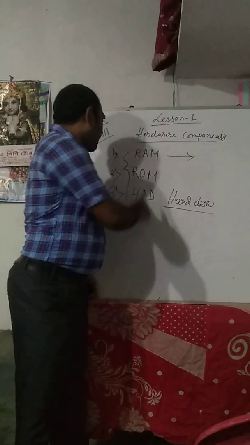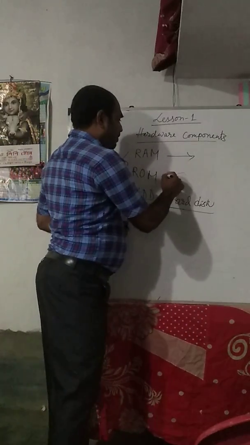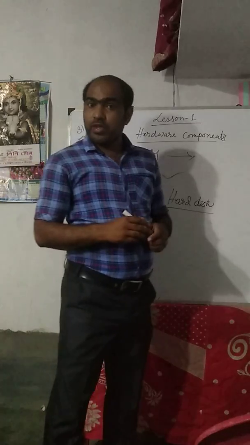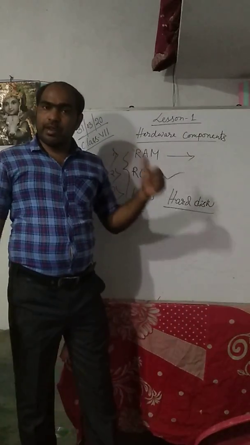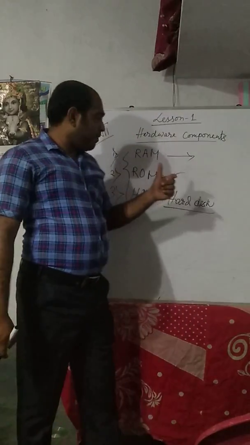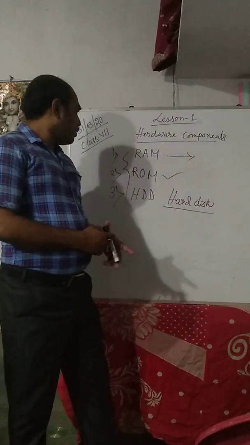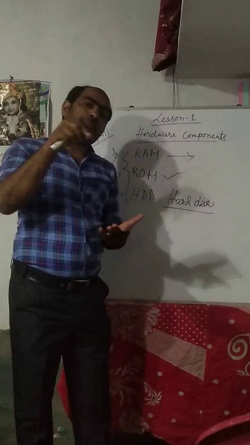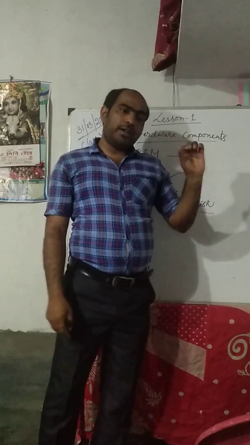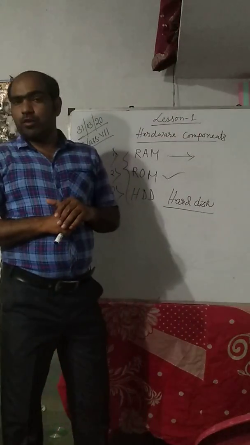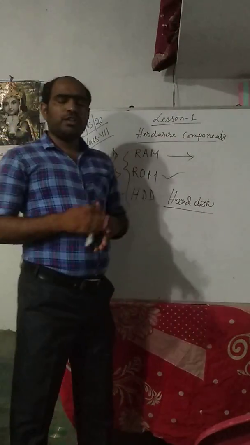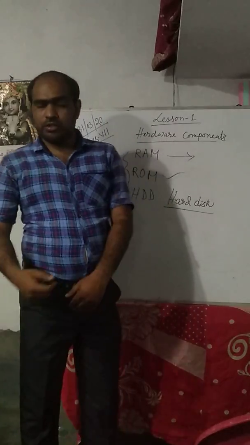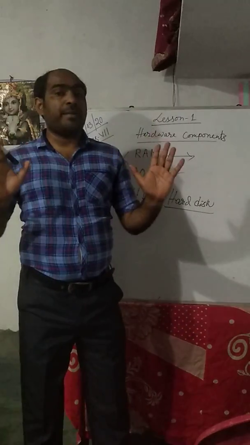Clear? Now second, ROM. This is the vital part of the computer system. Basically, we cannot see the ROM. Whenever the computer is manufactured, meaning the motherboard parts are made, at that time the ROM chip is already included in the motherboard. The ROM is already present inside the motherboard. Now the functions of ROM. Actually, the ROM function is that the data will be stored permanently.